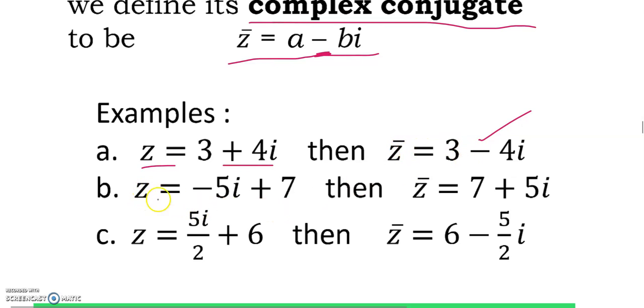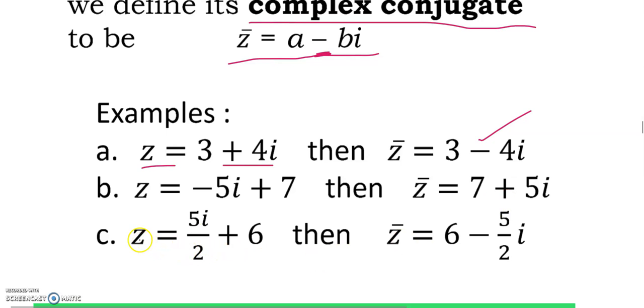Similarly, you see here, z is equal to minus 5i plus 7, but I write the conjugate of the z is equal to, see here the real part is 7, no change, but the imaginary part is minus 5, so you change minus into plus. So this is the complex conjugate of the given z.